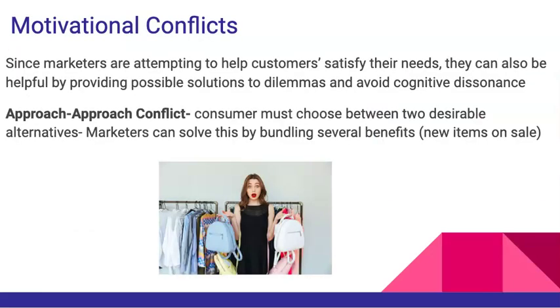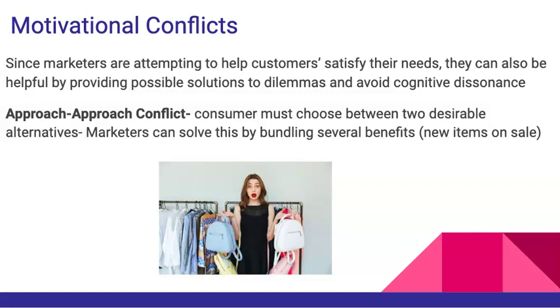Now, when a consumer goes to satisfy their need, there can sometimes be problems that arise. So there are 3 different problems I'm going to go over with you. The first is approach. The consumer must choose between 2 desirable alternatives. So for example, let's say the consumer wants an athletic wear hoodie, and both Under Armour and Nike have hoodies in the store that the consumer's in, and both are desirable to the consumer.